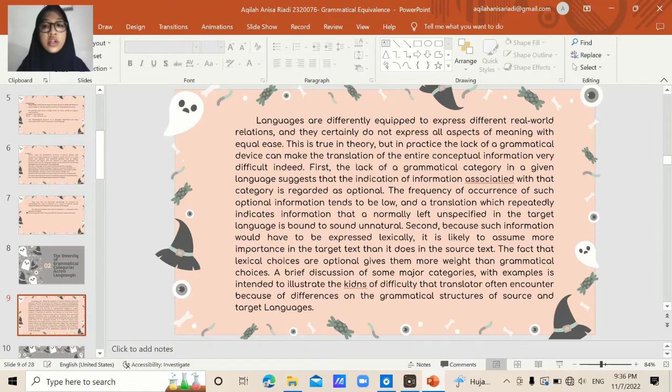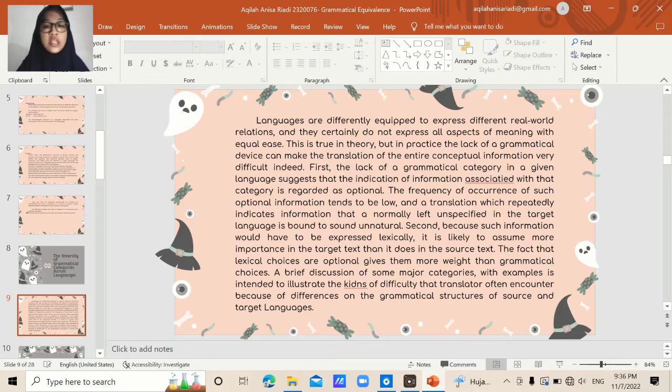First, the lack of a grammatical category in a given language suggests that the indication of information associated with that category is regarded as optional. The frequency of occurrence of such optional information tends to be low, and a translation which repeatedly indicates information that is normally left unspecific in the target language is bound to sound unnatural. Second, because such information will have to be expressed lexically, it is likely to assume more importance in the target text than it does in the source text. The fact that lexical choices are optional gives them more weight than grammatical choice.